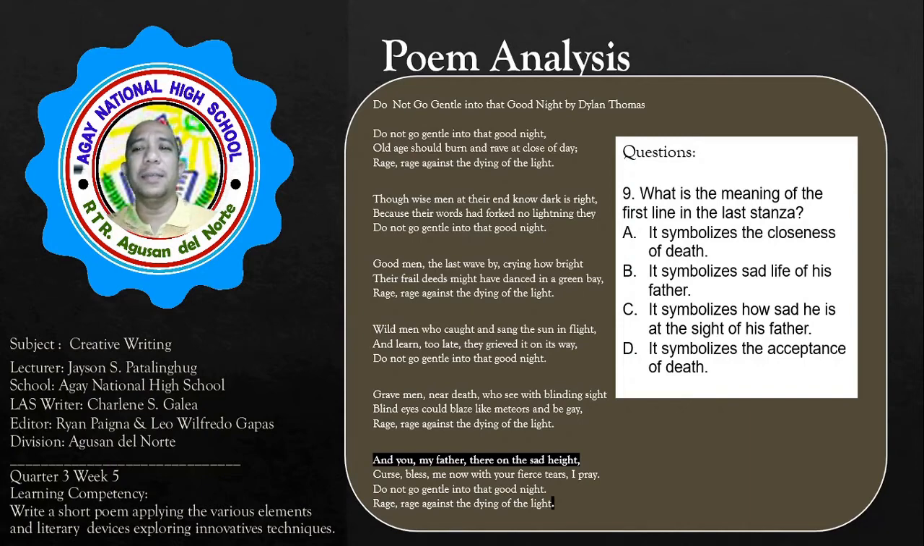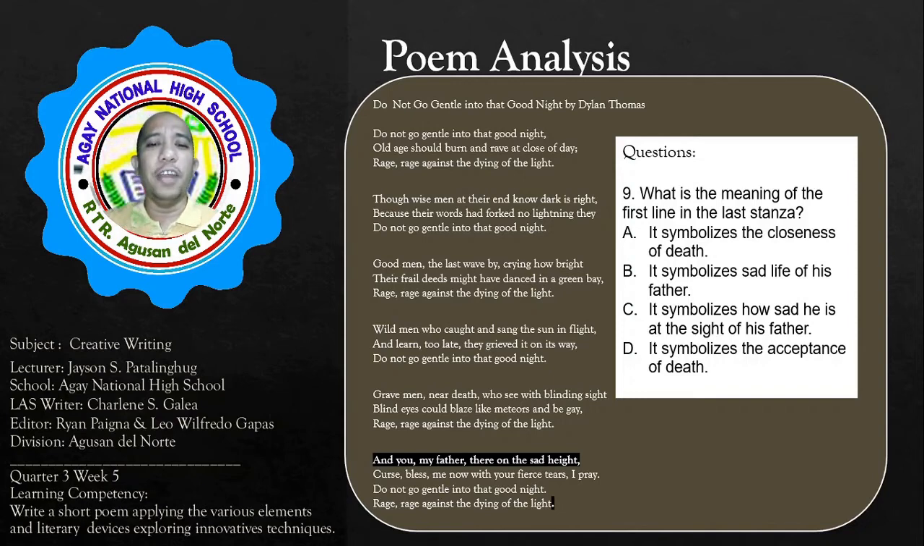Letter A, it symbolizes the closeness of death. Letter B, it symbolizes the sad life of his father. Letter C, it symbolizes how sad he is at the sight of his father. And letter D, it symbolizes the acceptance of death.